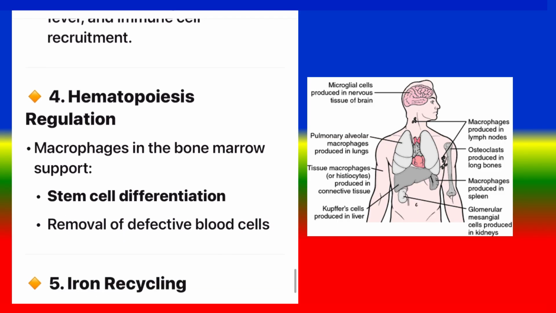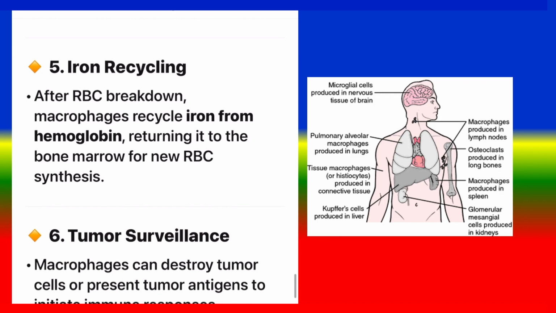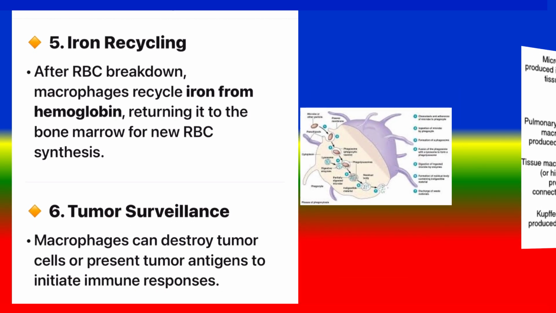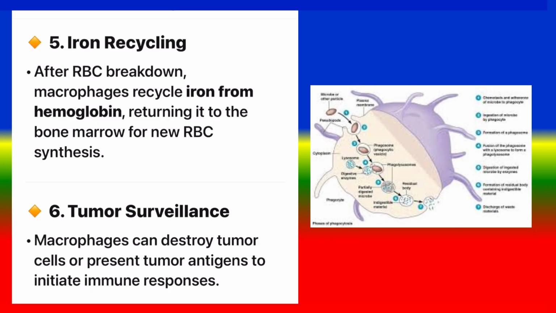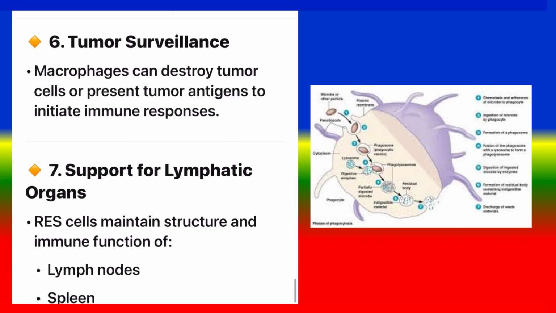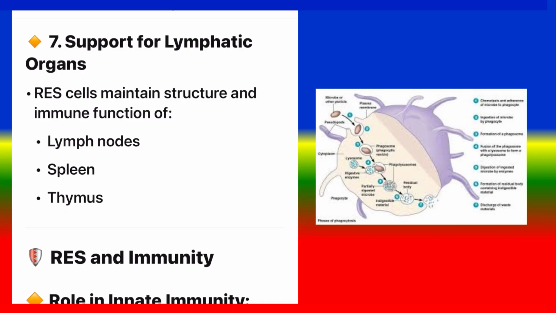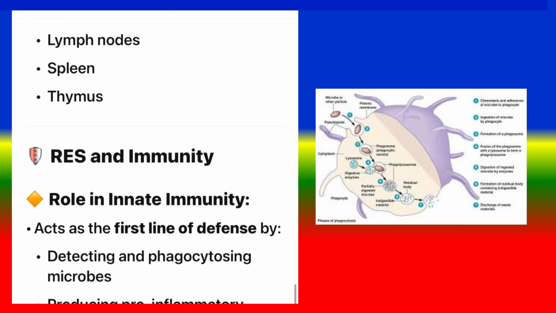4. Hematopoiesis regulation. Macrophages in the bone marrow support stem cell differentiation and removal of defective blood cells. 5. Iron recycling. After RBC breakdown, macrophages recycle iron from hemoglobin, returning it to the bone marrow for new RBC synthesis. 6. Tumor surveillance. Macrophages can destroy tumor cells or present tumor antigens to initiate immune responses. 7. Support for lymphatic organs. RES cells maintain structure and immune function of lymph nodes, spleen, and thymus.